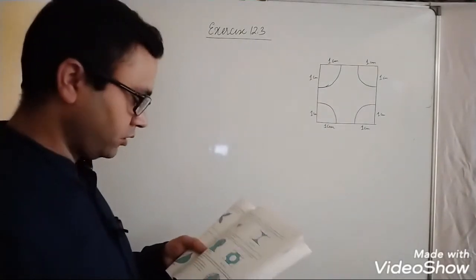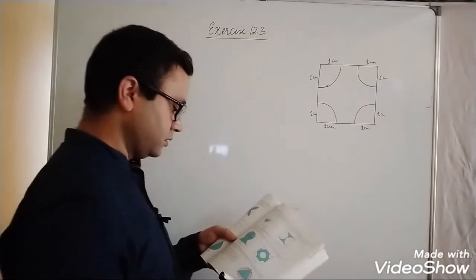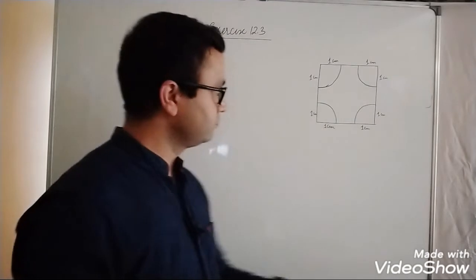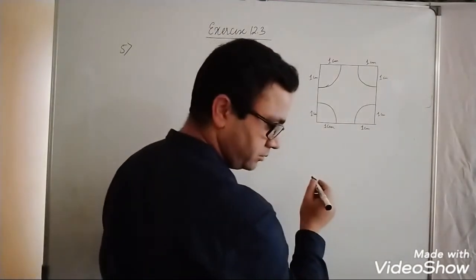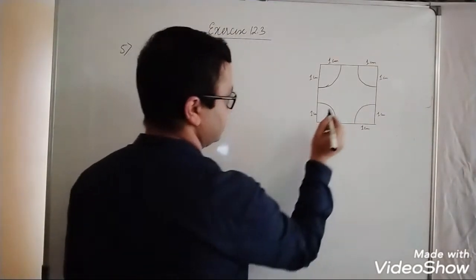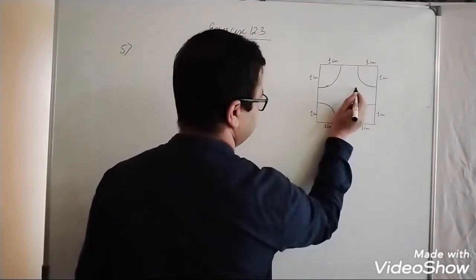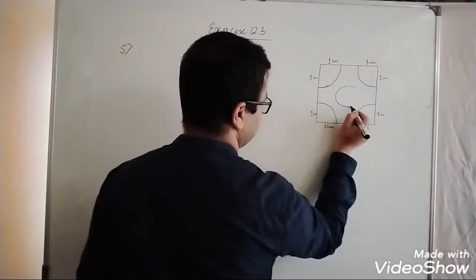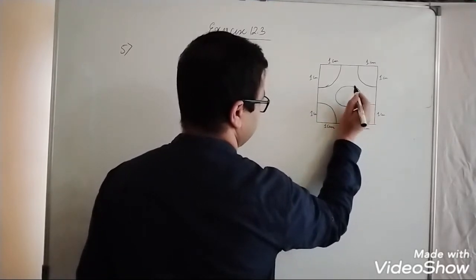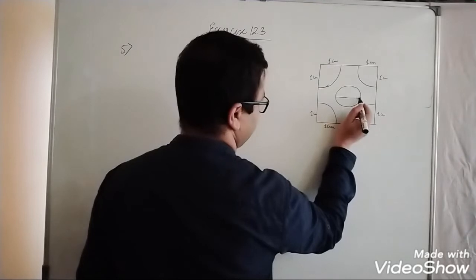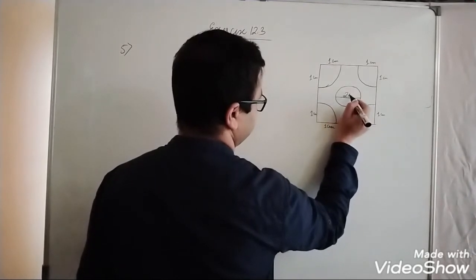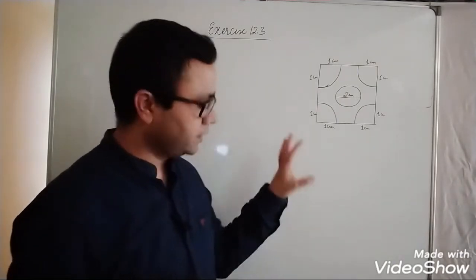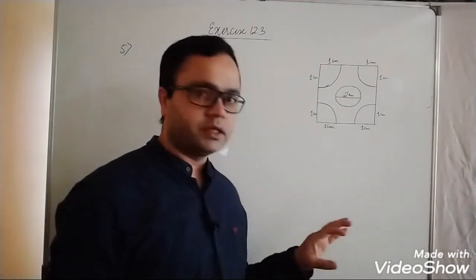Also cut a circle of diameter 2 centimeter, which is cut out as shown in the figure. The figure is given. Now it is a circle of diameter 2 centimeter. So the diameter of this circle is 2 centimeter. Now we have to calculate the area of the remaining portion.